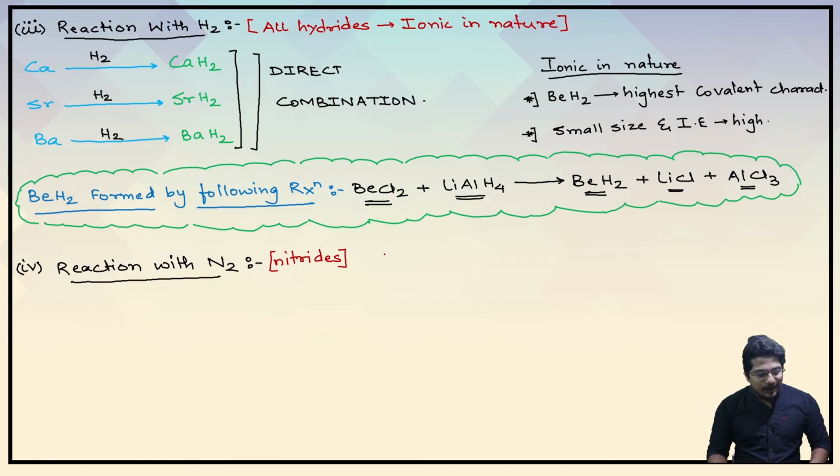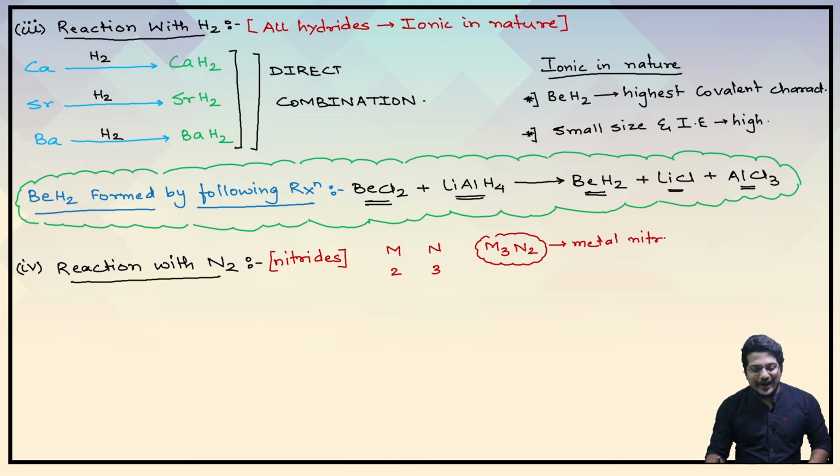So currently we are talking about metal of group 2. So the valency is 2. Nitrogen, the valency is 3. And if you do a crisscross, what you would get is the compound M3N2. And this will be nothing but your corresponding metal nitride.